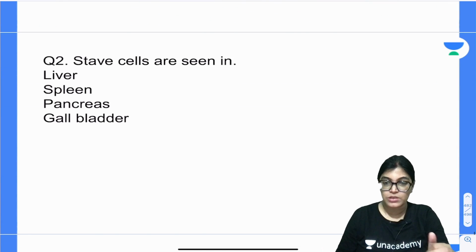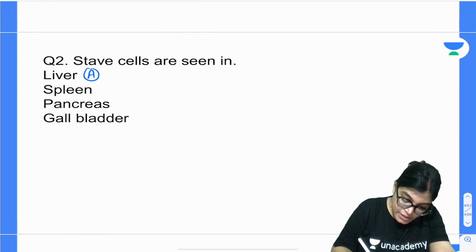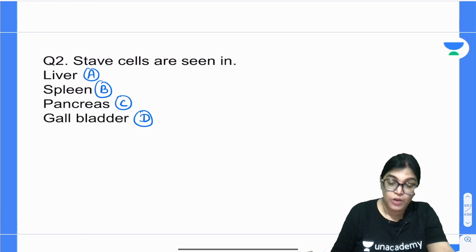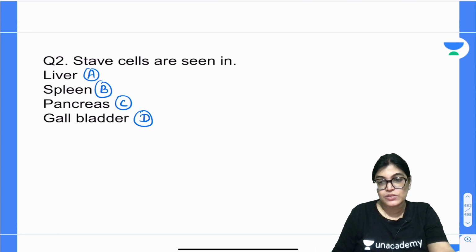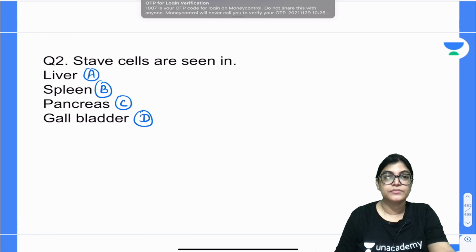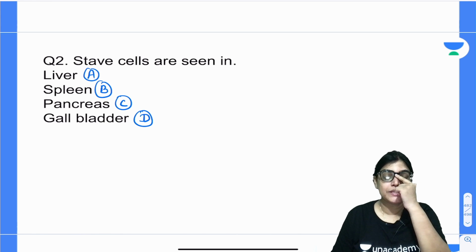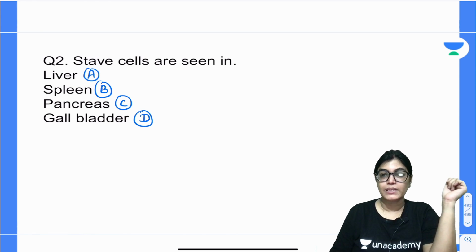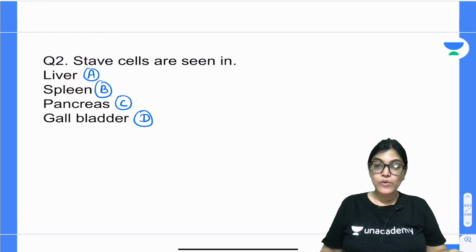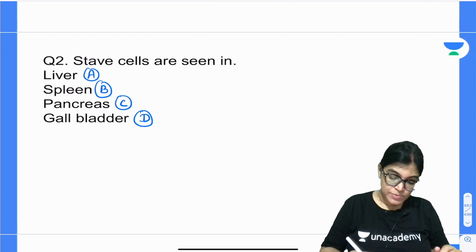Let's move on to the next, question number 2. Stave cells are seen in liver, option A, spleen, option B, pancreas, option C, and gallbladder, option D. Just now we have discussed this, so I will give you 15 seconds to mark the correct answer. Stave cells are seen in which of the 4 options? Mark the correct answer. We have talked about stave cells just now, and my dear aspirant, the correct answer is spleen.